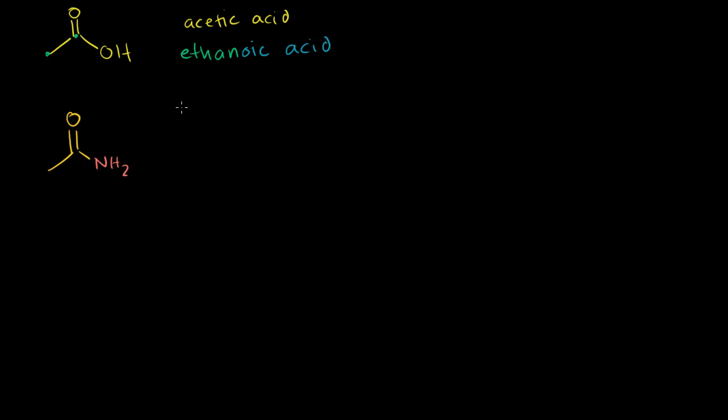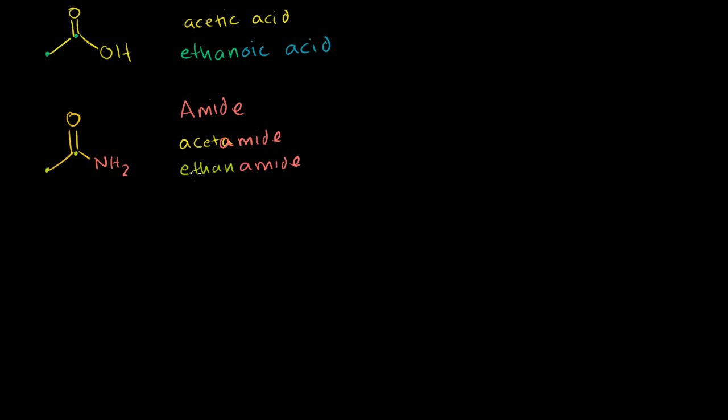This thing right here is called an amide. And if we were to give this its common name, this particular example would be acetamide. And if we wanted the systematic name for it, it would be ethanamide. You have 2 carbons right there. So it is ethanamide.